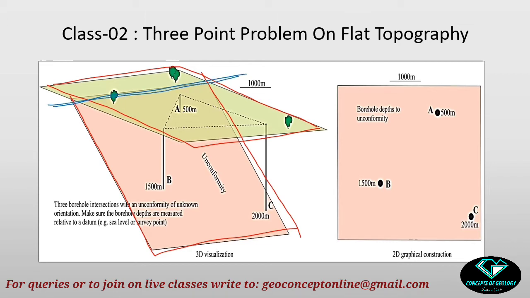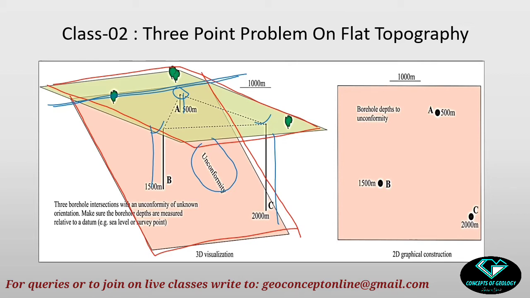So what is the meaning? This intersection line is the strike line of the inclined plane. Now I will drill 3 boreholes to encounter this inclined bed or inclined strata from this flat topography. Suppose I have drilled 3 boreholes at points A, B and C. The 3 boreholes encountered this unconformity at, suppose, 500 meter depth, 2000 meter depth and 1500 meter depth.